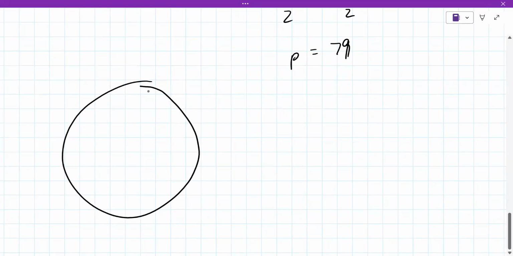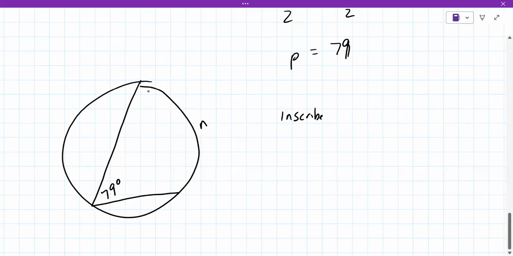So we're trying to find N next. So here is N. And we know that this is 79 degrees. So this right here represents an inscribed angle. The reason it's an inscribed angle is because the vertex is on the circle. That's important.